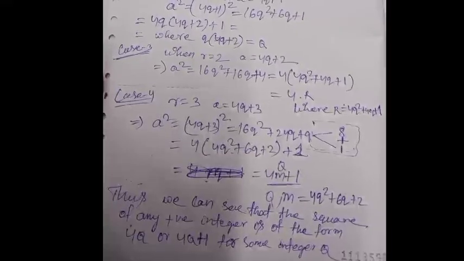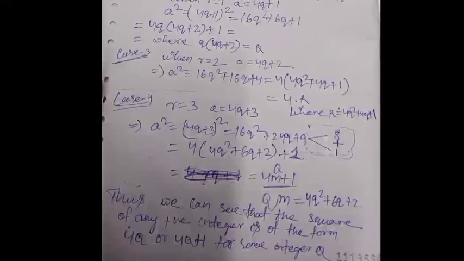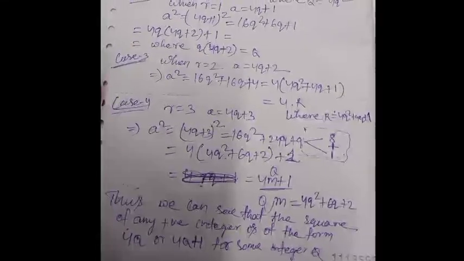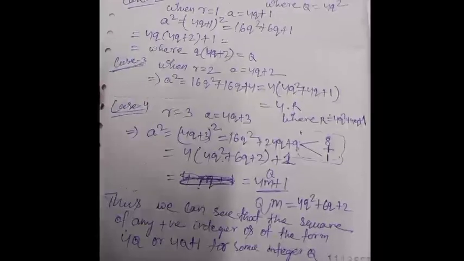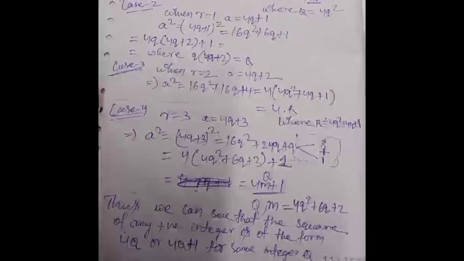Thus we can see that the square of any positive integer is in the form of 4q or 4q plus 1 for some integer q. That's what the question asked.